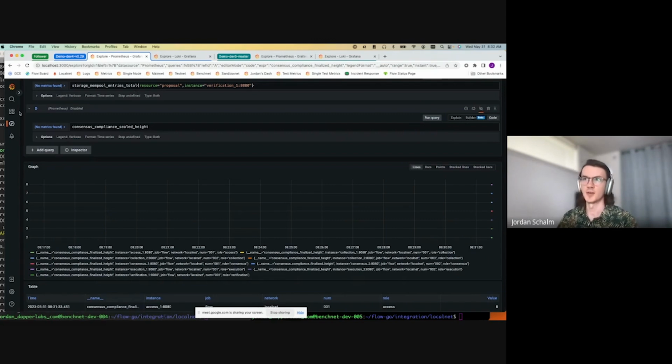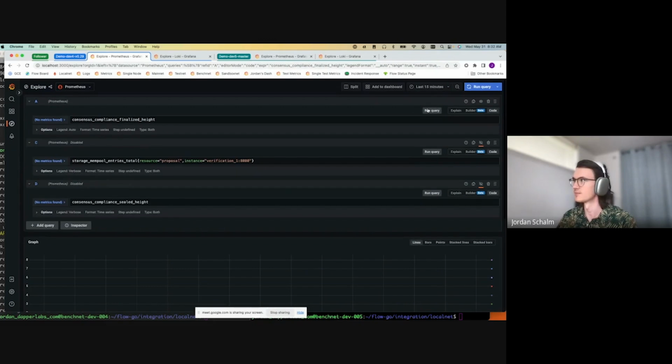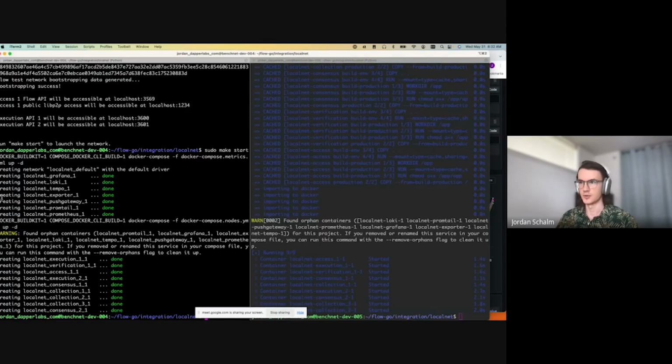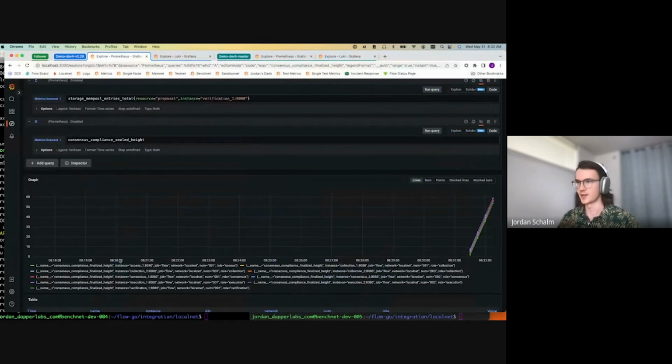By the way, on the left in both the terminal and here is the old network, and on the right is the new network. Right, so both are increasing steadily. And now I'm going to essentially turn on the attack.